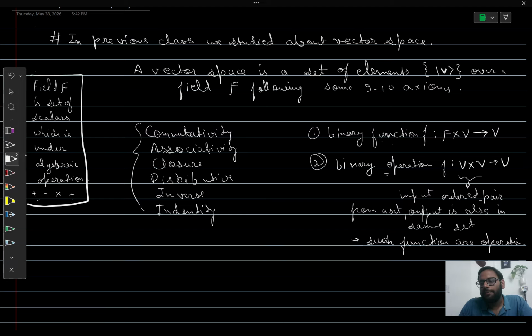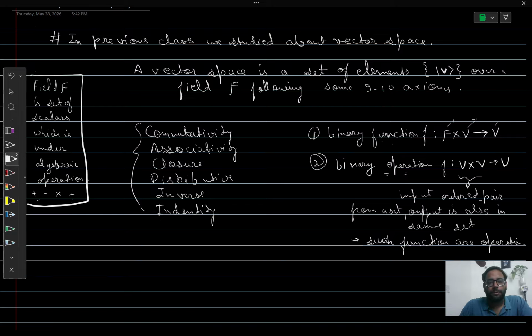Like F is a different set, a set of scalars, and V is a set of vectors. So it is taking an ordered pair from different sets. But an operation is one in which the input is from a set and the output is also from the same set. So we have these two kinds of functions or operations.